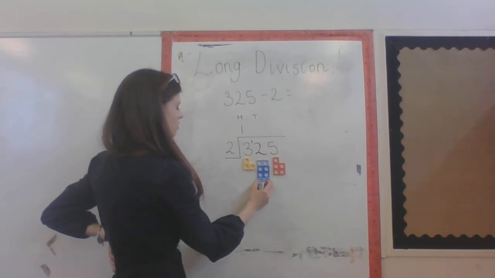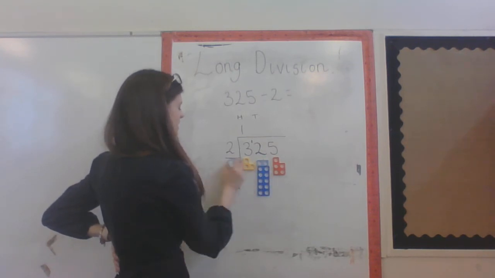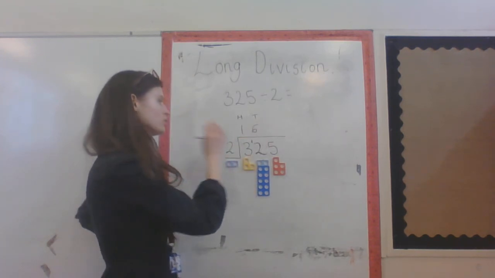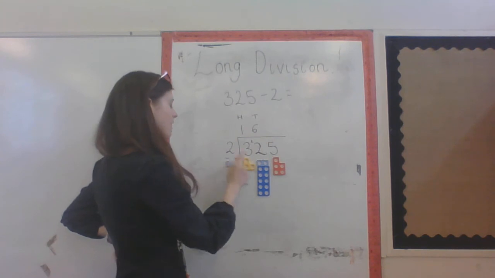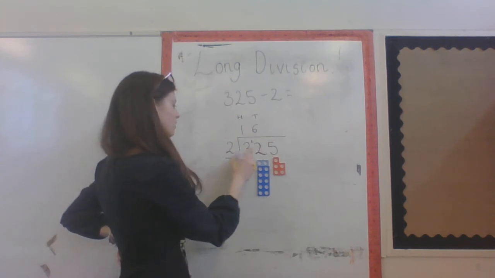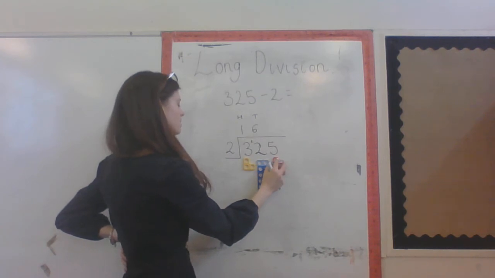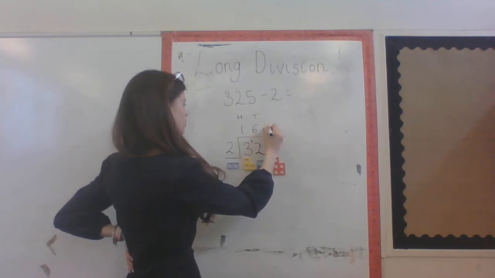1, 2, 3, 4, 5, 6. 6 times. And that went in really well. There were no remainders there. And then how many times does 2 go into 5? So 5 divided by 2. So 2 goes into 5 once, twice, and then there's 1 left over, which is called a remainder.